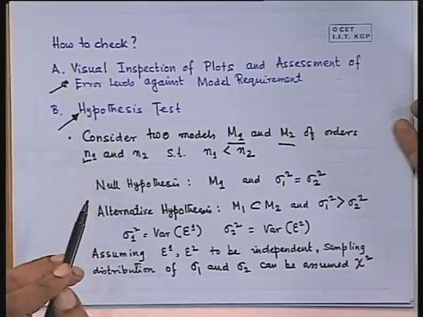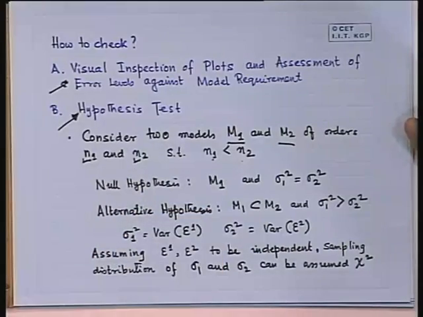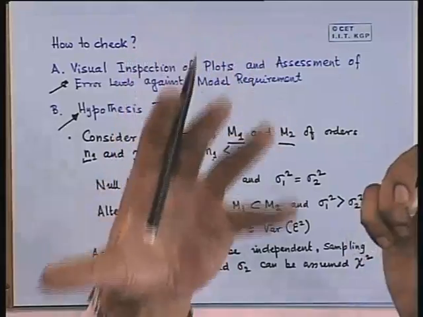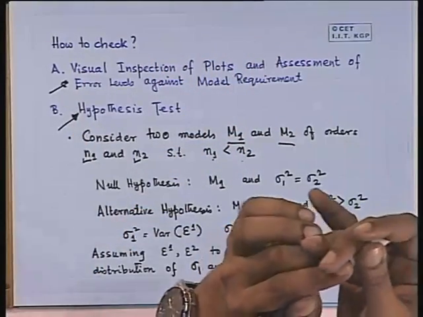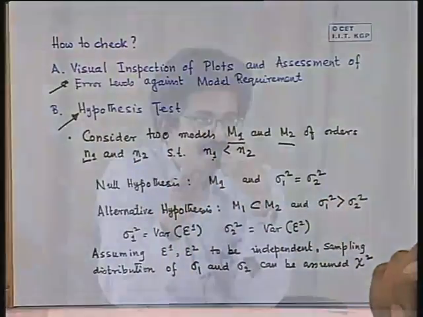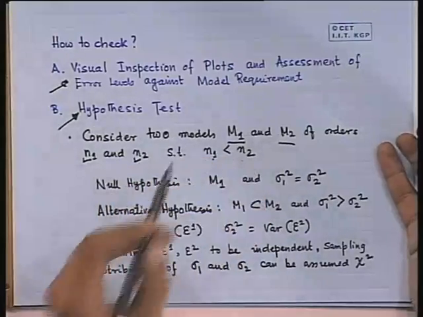So here, what is the hypothesis that we are trying to check? Suppose we have two models. One is M1, another is M2. One is of order N1, another of order N2, and N1 is less than N2. Maybe one is first order, another is second order. Now if you estimate with a first order model structure, you will get some prediction error. Similarly, if you use M2, you will get another prediction error.